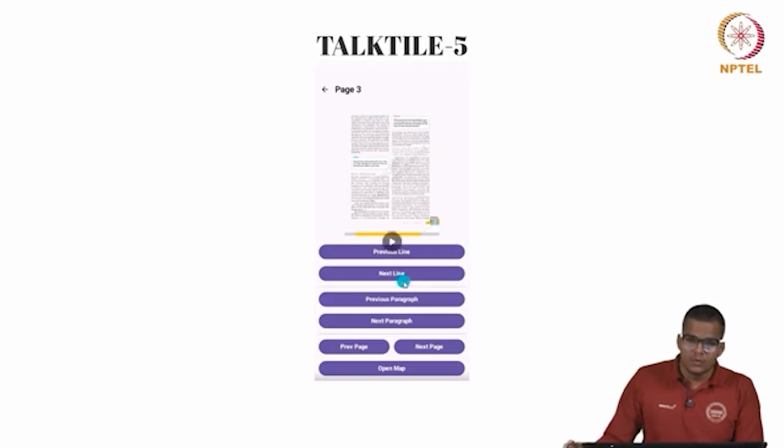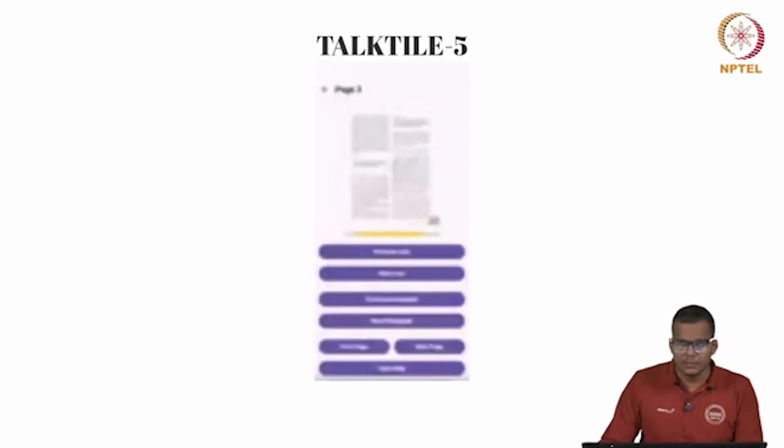So as you can see, this page does not contain any map. Since this page does not contain any map, the feature open map does not work here. If the page contains a map, the first thing the app says as soon as you open the page is that this page contains a map. So a visually impaired student knows that this page contains a map.